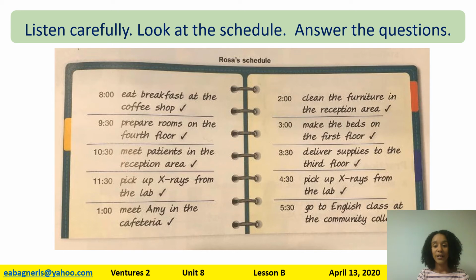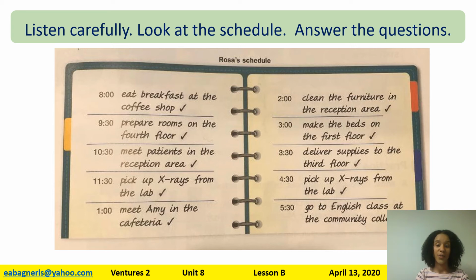Okay, the next one. Where did Rosa go at 4:30? Let's see. She went to the lab. Let me hear you say it. She went to the lab. What did she do there? Can you answer?